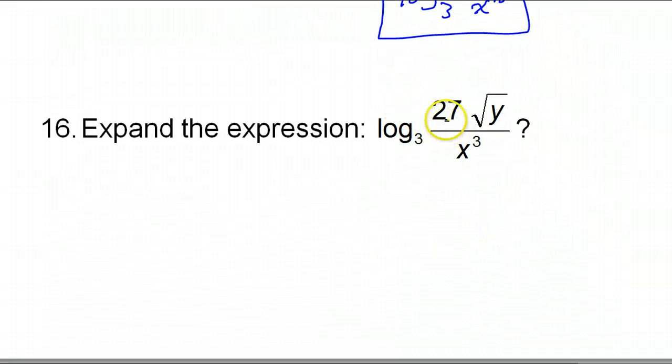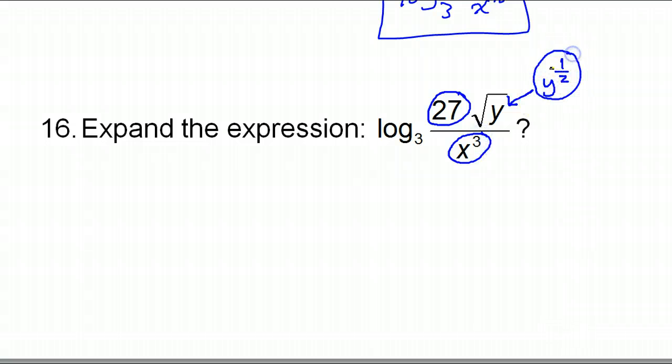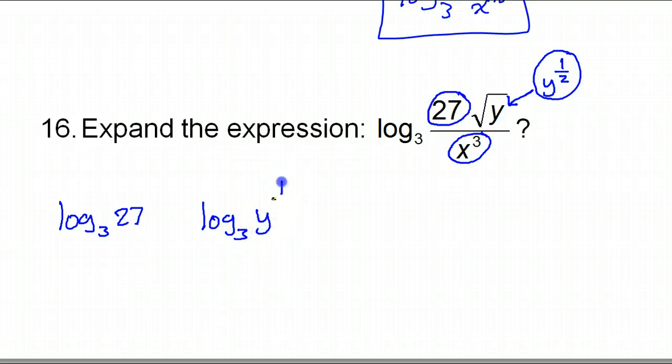This one we have to expand. There's two key things. First of all, understand that this is the same thing as y to the 1/2 power. Second, understand that we are dealing with three things. This, and this. Treat them all separately. So these three factors, I'm going to have three terms, all three different log terms. I'm going to have log base 3 of 27, and log base 3 of y to the 1/2 power, and log base 3 of x to the 3rd power.